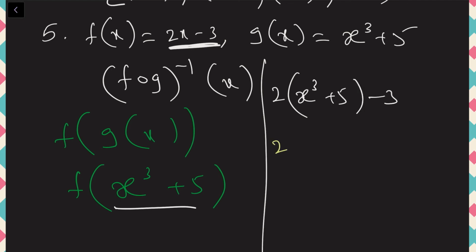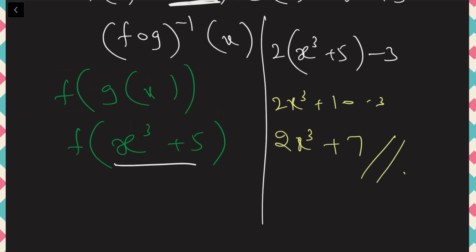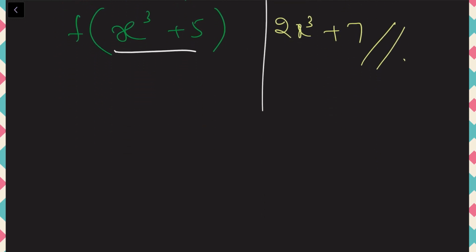2 into x cube is 2x cube, plus 2 into 5 is 10, minus 3. So we remain with 2x cube plus 10 minus 3, that is plus 7. So the answer is 2x cube plus 7. Now he is asking to find the inverse of this, because we just got the value of f of g of x, but in the original we want f of g whole inverse. So for this given function, let us find the inverse.